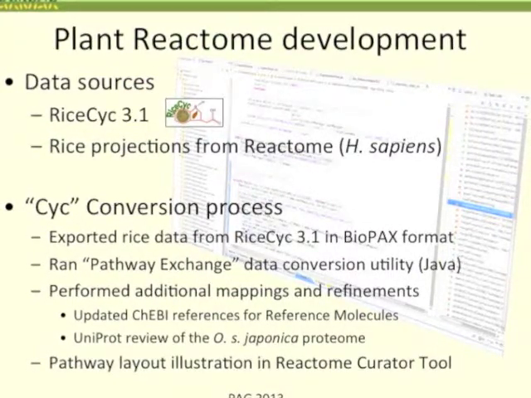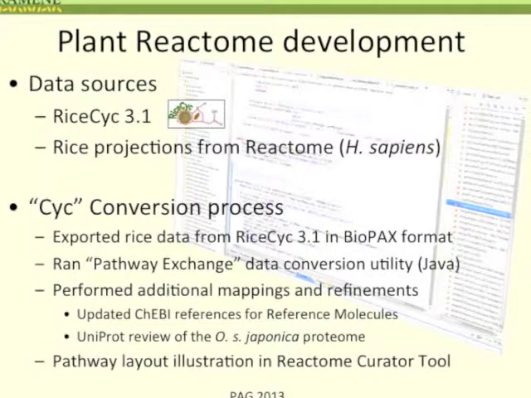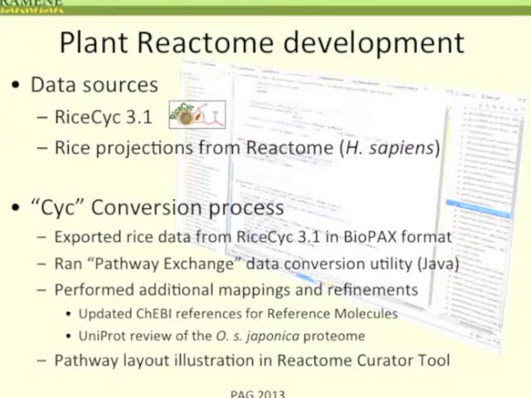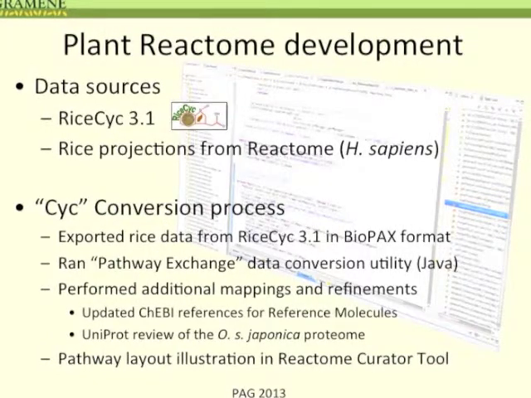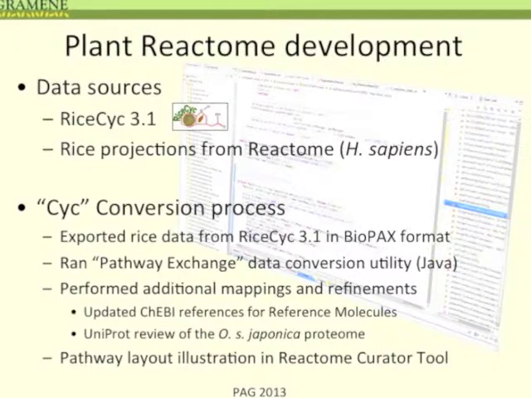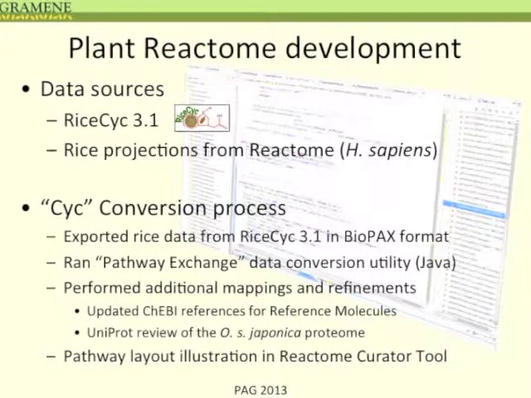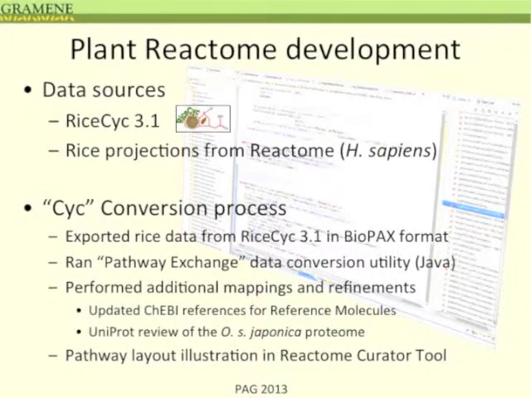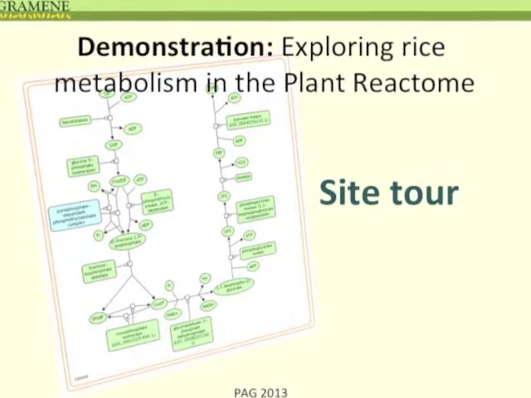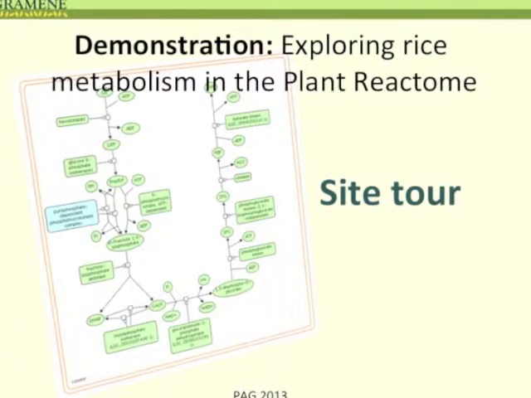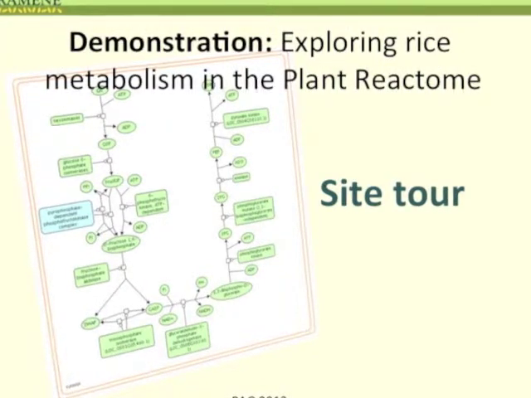Now that you've had an introduction to how pathways and reactions are organized in the Plant Reactome, I'll speak briefly about the nature of the data conversion process we followed to get rice pathway data into this environment. The bulk of our pathway data came from RiceCyc version 3.1. We exported this data into the BioPAX format and ran a data conversion utility written in Java to convert that BioPAX data into the Reactome data format. We also enhanced this data by updating ChEBI references to reference molecules and undertook a review of the UniProt assignments for the Japonica proteome. Finally, we laid out the pathway illustrations using the Reactome Curator Tool desktop application and imported all of this resulting data into a Plant Reactome database.